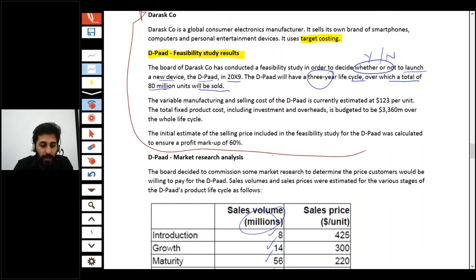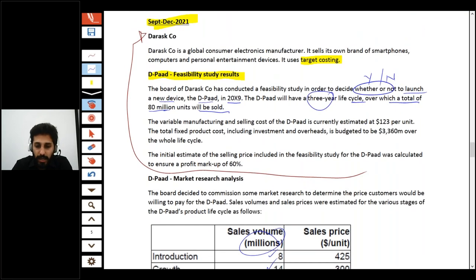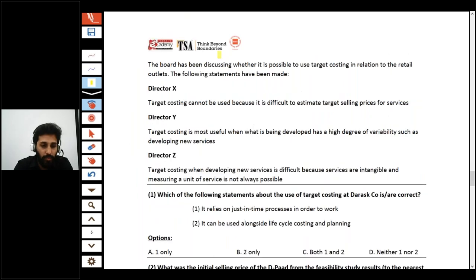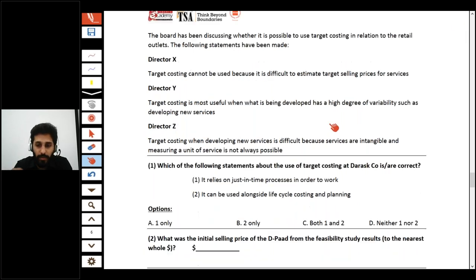Now, the variable manufacturing and selling cost is currently estimated at 123 per unit. The total fixed cost, including investment and overhead, is budgeted to be 3360 million over the whole life cycle. The initial estimate of the selling price included in the feasibility study was calculated to ensure a profit markup of 60%. Now, this is the market research analysis. I'm ignoring all the other information, and first of all, I am going to read question number one.